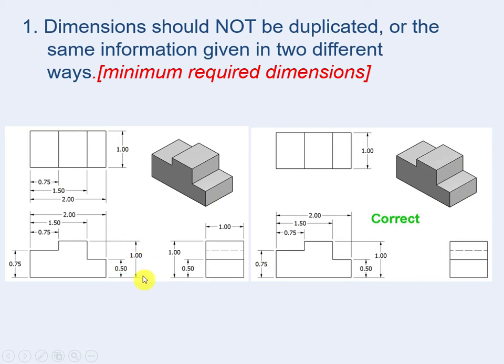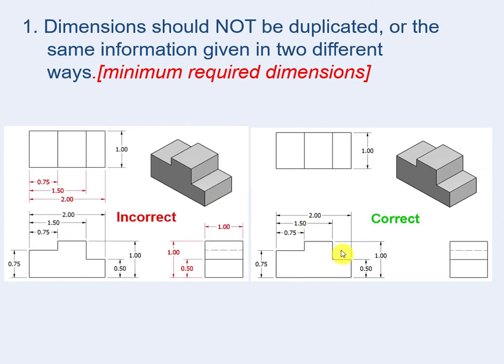Same for the 1 dimension. The height on the front view is 1, and the same height on the right is 1. So one of them should be removed. Same for the 0.5 and 0.5. Same for the 1 depth, which can be taken from the front or the top view. One of them should be removed. So this is the correct one, guys.